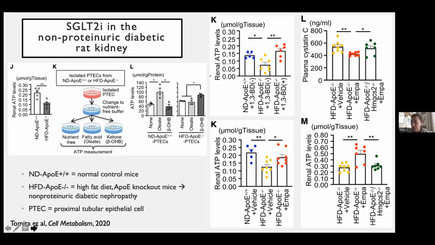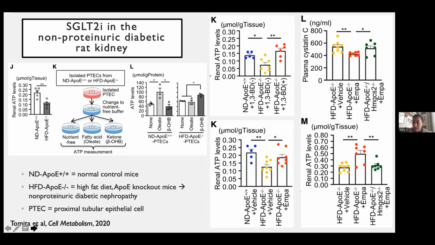The other interesting thing that they showed was what happens when you knock out HMGCS2, which is the first rate limiting enzyme in ketogenesis. So they took these diabetic rats and knocked out this enzyme. So basically they can't produce ketones. And they showed that renal function remains just as poor in those double knockout rats as the control diabetic kidney, the yellow, suggesting that ketogenesis is really, really important in renal protection.